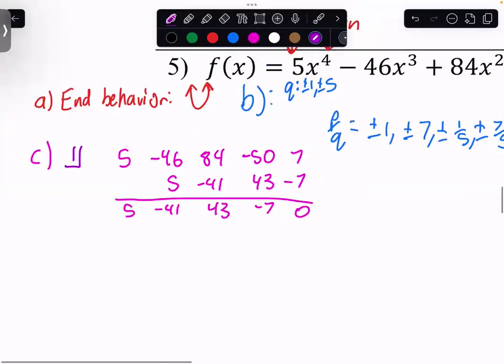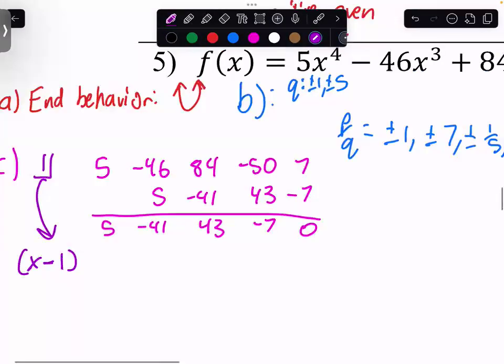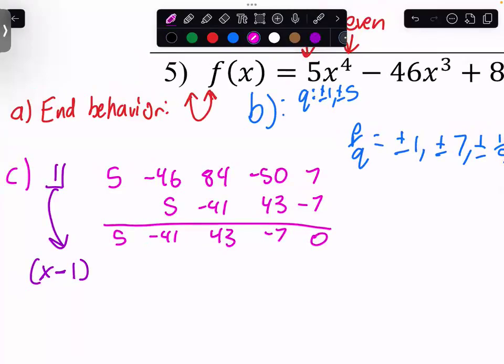Okay, so what we want to do from there is write it in factored form. The +1 root means you have a factor of x minus 1. And now let's put the variables back in. We started with x to the 4th, so it gets knocked down to x to the 3rd.